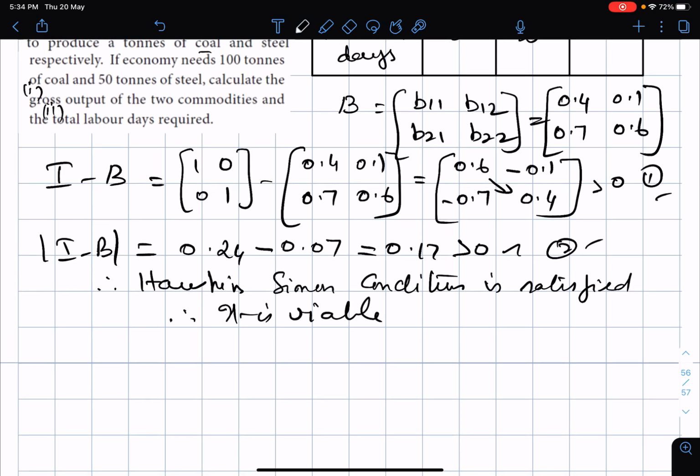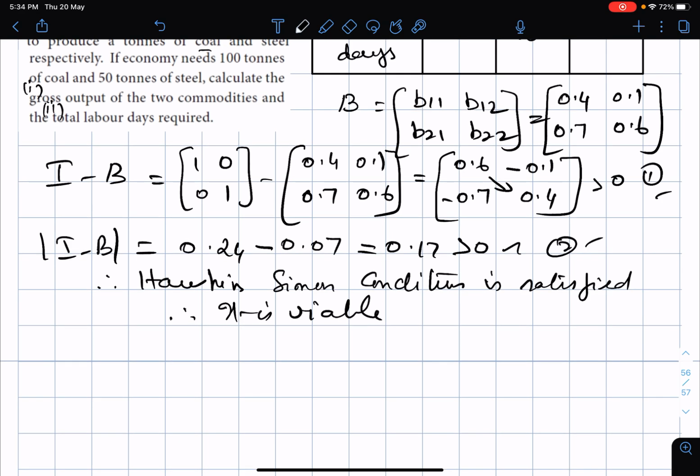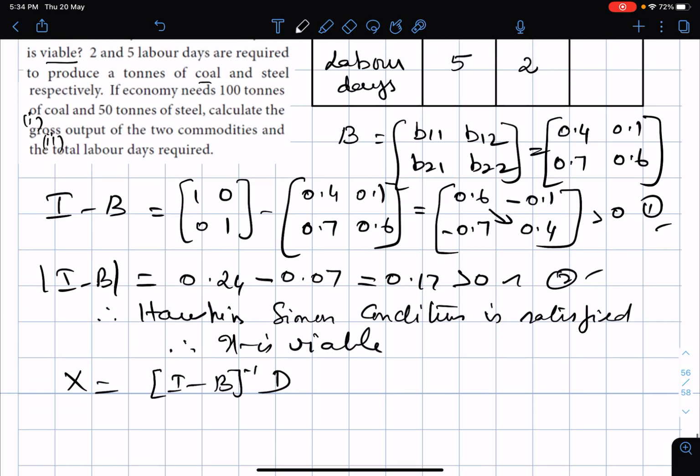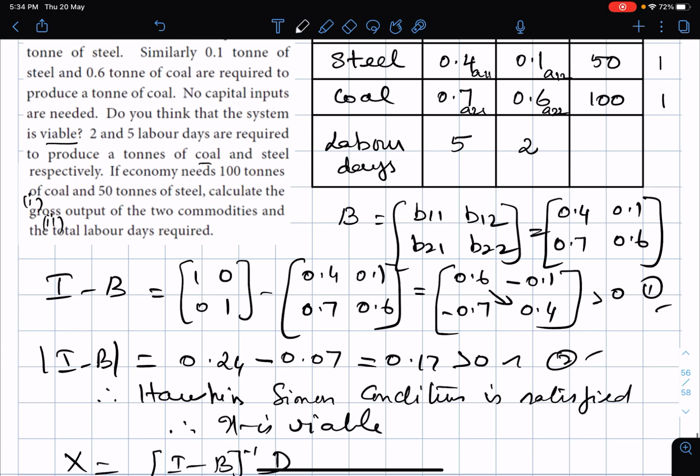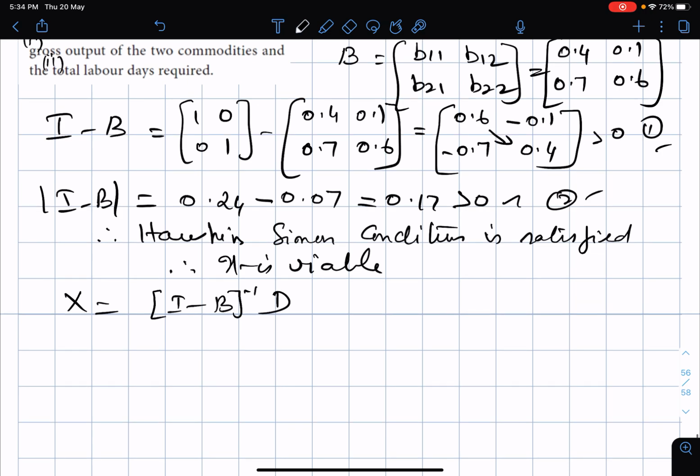Now after this we have to find the solution, the gross output. We have to find x. So x is nothing but I minus B the whole inverse into D. Our D is 50 and 100 here. This is our D1 and D2. I have not named it, it is D1 and D2.